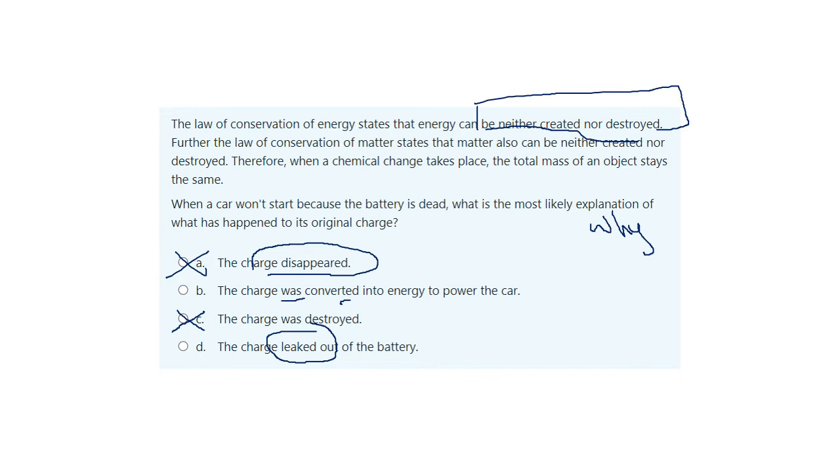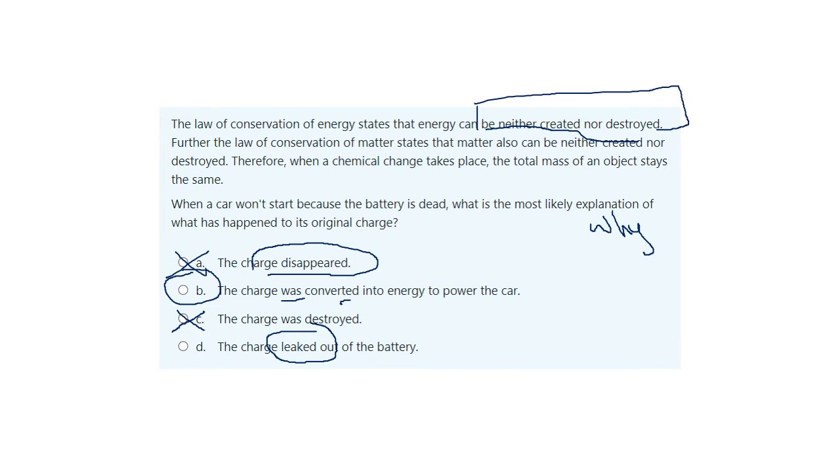So if it was converted into energy to power the car, and then the battery did not recharge, then the battery would be empty. So if you've got an old battery, sometimes you have a problem. Sometimes the battery does not charge up again. Maybe there's a loose connection. Maybe the power cell is damaged. Maybe it cannot charge up. In this case, you have to get a new battery because the battery would be using its chemical energy to power the car. But once that chemical energy is gone, it does not store up any new energy. So answer B is correct.